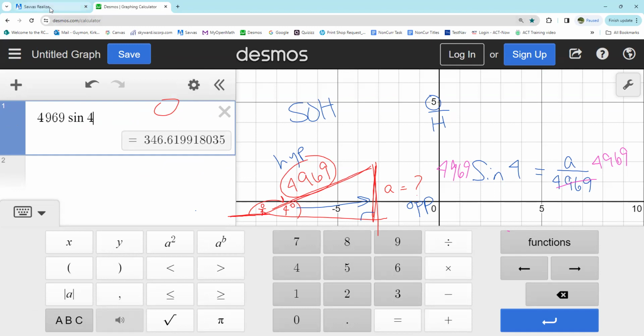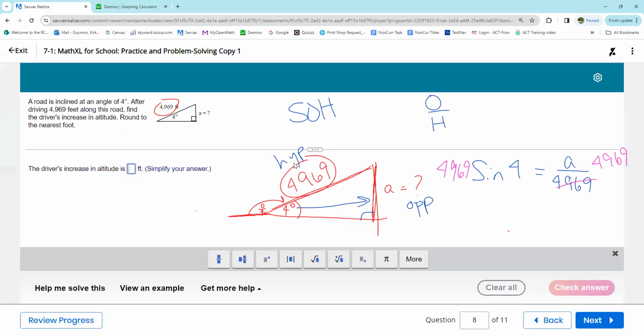346.619. 346 point, and what did they say? Simplify your answer. What does that mean if I've got a decimal?